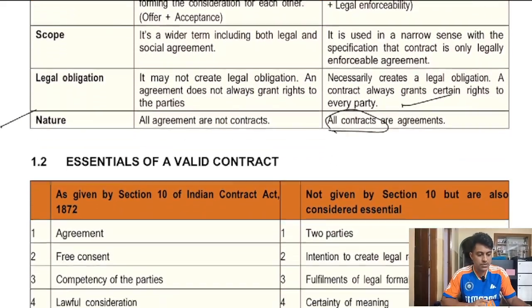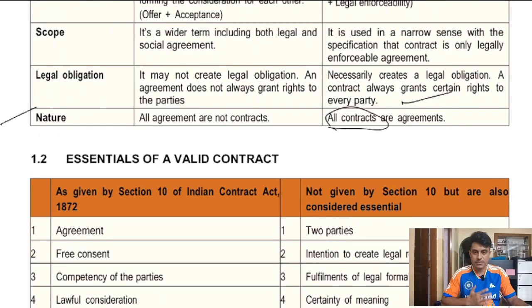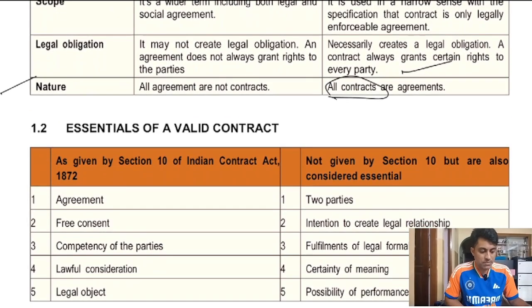So let's continue the discussion from there. In this episode, we'll be seeing about the essentials of a valid contract. To call a particular contract a valid contract, it has to satisfy all these essential points. So let us see all these things in detail now.